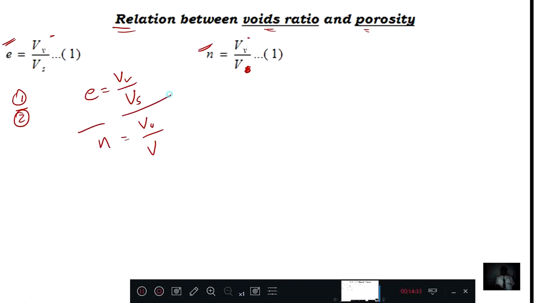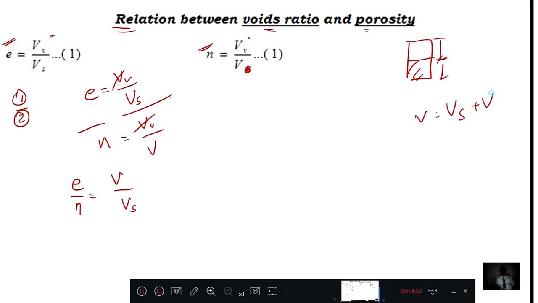Now if I divide the entire thing, then the numerator cancels and the denominator comes to the top. Therefore e by n equals V by Vs. This V I can write in the three-phase diagram. You can see here, this is solids and this is voids. Therefore the total V I can express as volume of solids plus volume of voids.